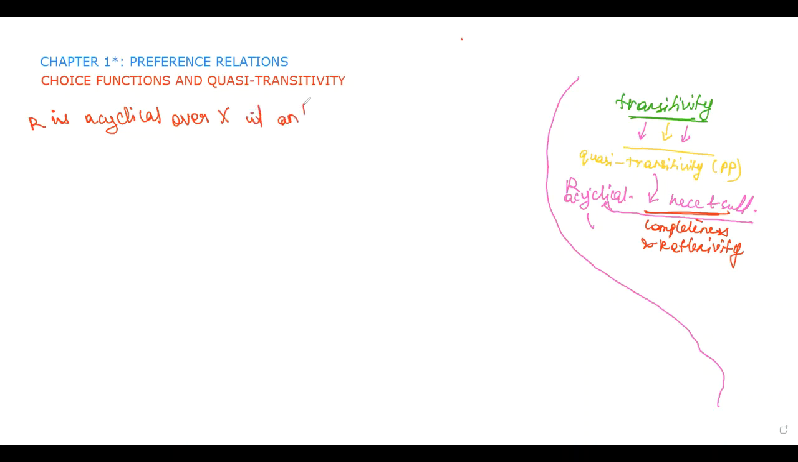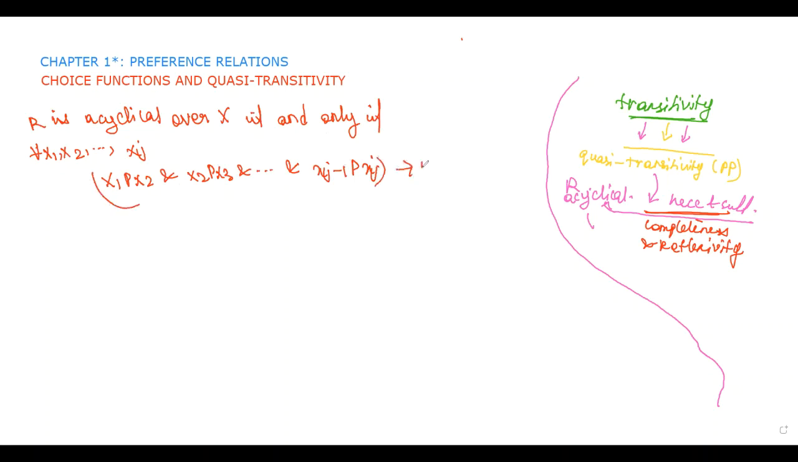R is acyclical over X if and only if, for all x1, x2, ..., xj, x1 P x2 and x2 P x3 and ... xj-1 P xj, this implies x1 R xj. Notice this is the definition.